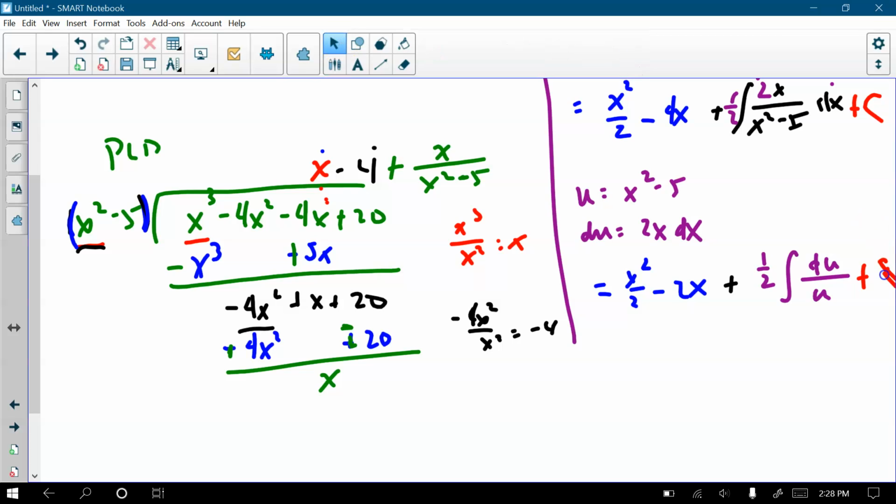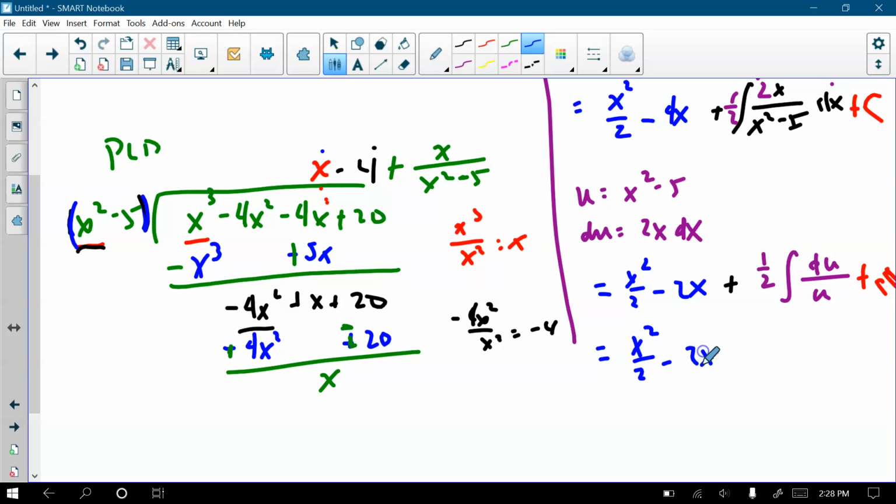Notice how smart this is. Okay, alright, so now let's go and get the antiderivative again. This is now going to be equal to x squared over 2 minus 4x plus 1/2 ln of the absolute value of u, but we can plug in u at the same time, x squared minus 5, and then don't forget plus c. That's your answer, guys. This is for the first one.